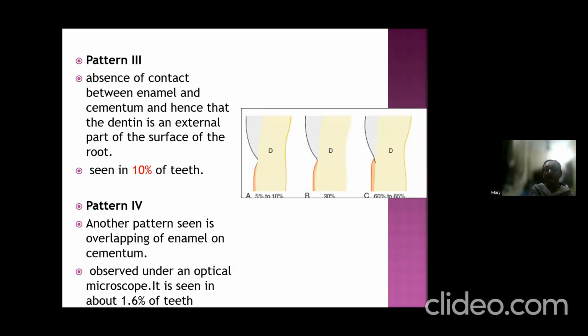So the figure shows the 3 different relations. Figure C shows pattern 1, figure B shows pattern 2, and pattern 3 is indicated by figure A, where the cementum and the enamel do not meet each other.